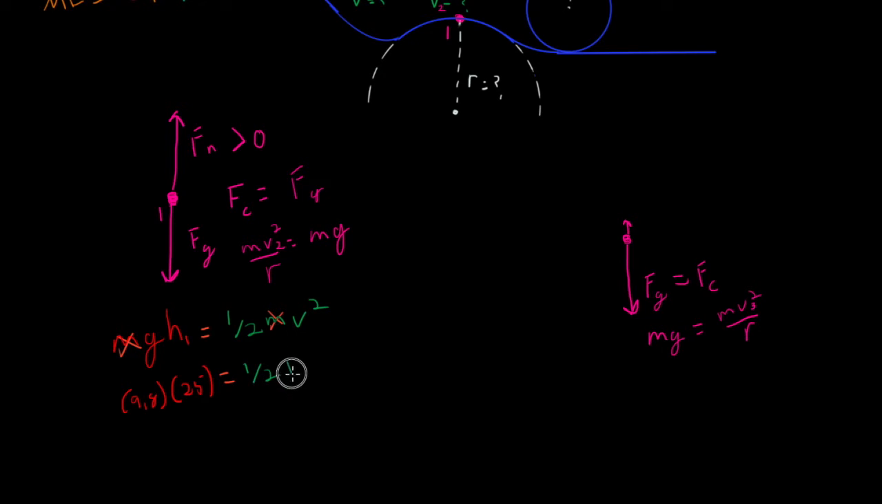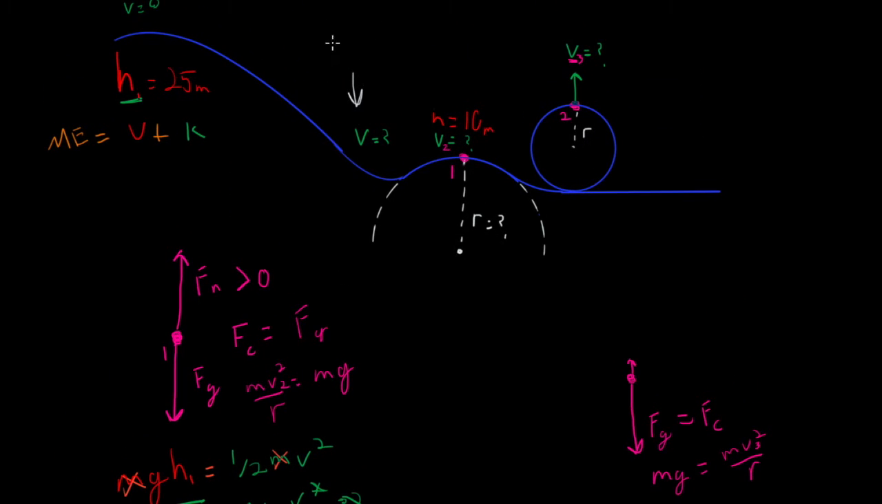1/2 v squared. And so I can multiply both sides by 2, and then take the square root, and that'll get rid of my 1/2, and that'll get rid of my square. And so I can run that calculation to get the velocity. And so my velocity will be 22.1 meters per second. V1 is 22.1 meters per second. Okay? Nice little warm up there. We should be pretty good at that now.